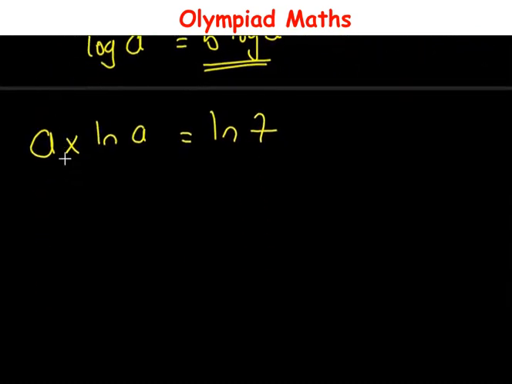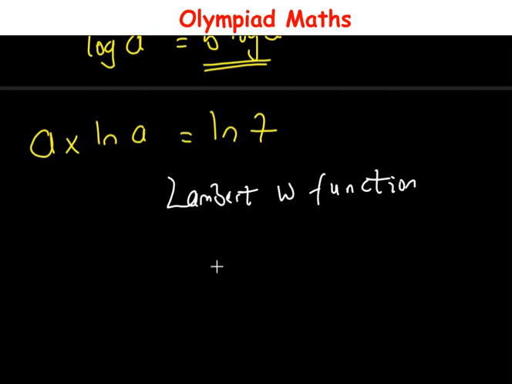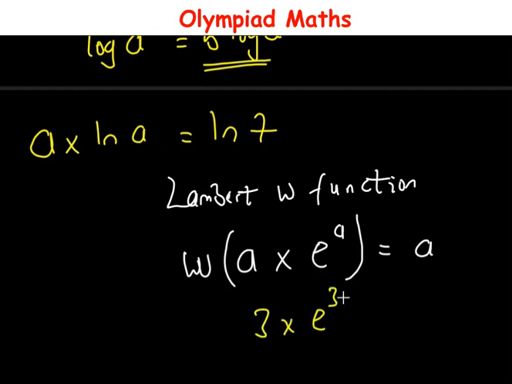Now at this junction, in order for us to solve this further, we are going to introduce a particular function called the Lambert W function. Now this function is that if you have an expression of this format, a times e raised to power a, once you apply the Lambert W function to this expression, what you will get as the value will be a. Same thing also, if you have 3 times e raised to power 3, if you apply the Lambert W function, what you will get as the value will equal 3.